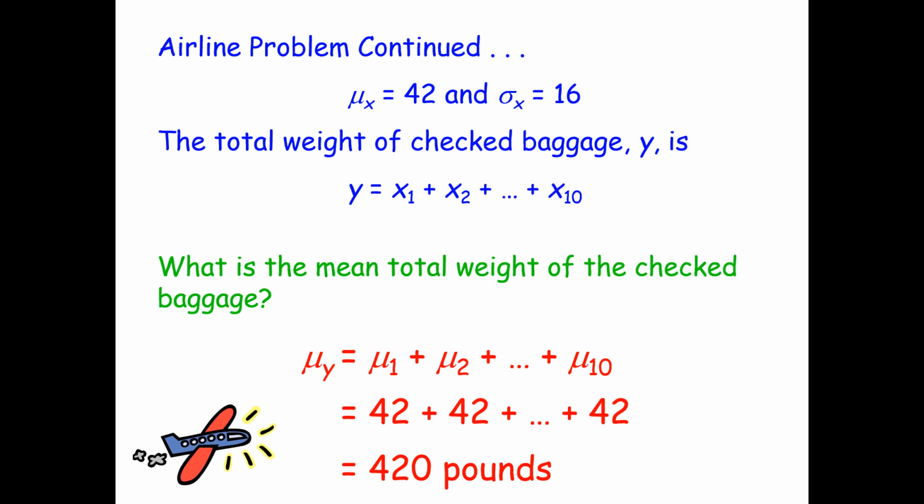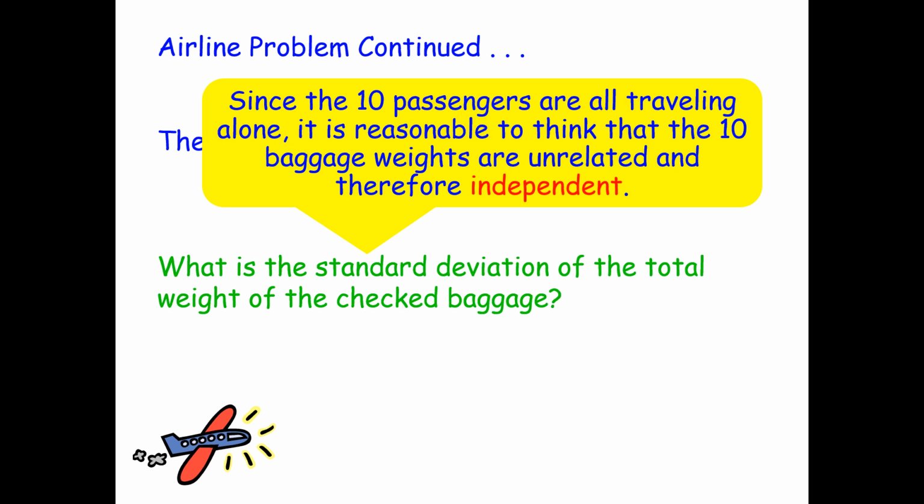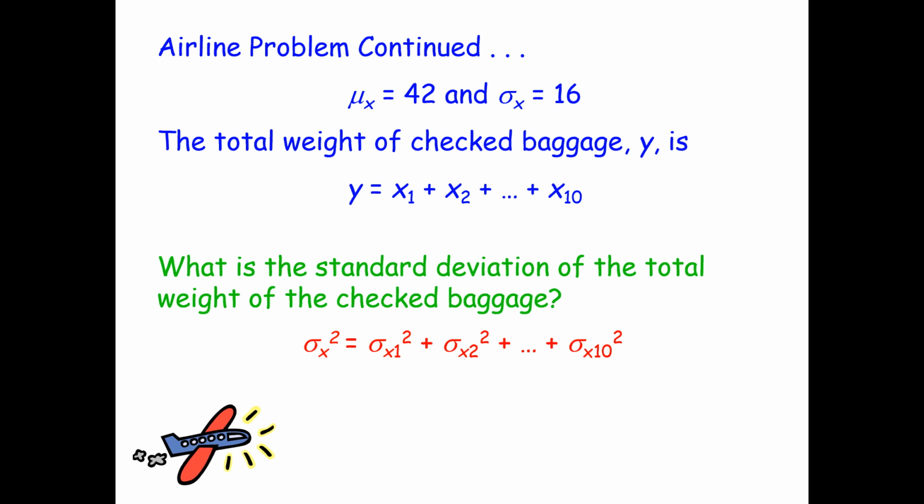Well, what is the standard deviation of the total weight of the checked baggage? Now, since the 10 passengers are all traveling alone, it's reasonable to think that the 10 baggage weights are unrelated and therefore independent. So we can take our sigma y squared, which is going to be sigma of x1 quantity squared plus sigma of x2 quantity squared added all the way up to sigma of x10 squared.